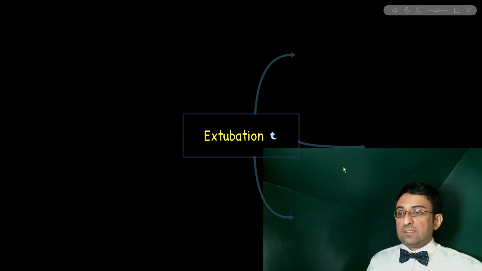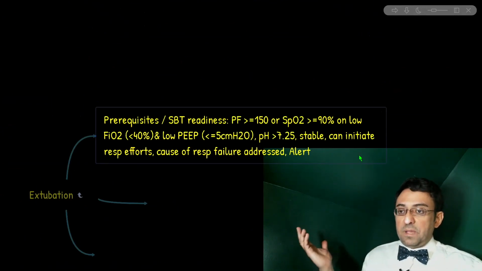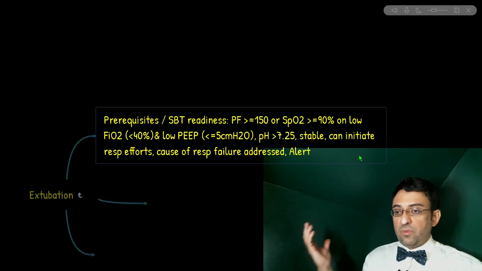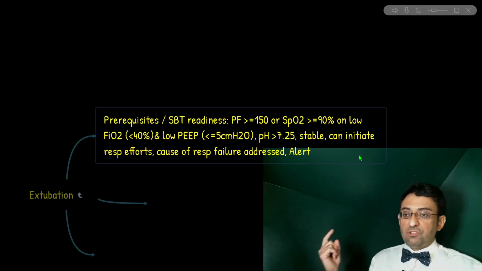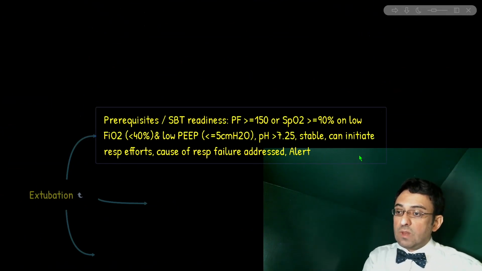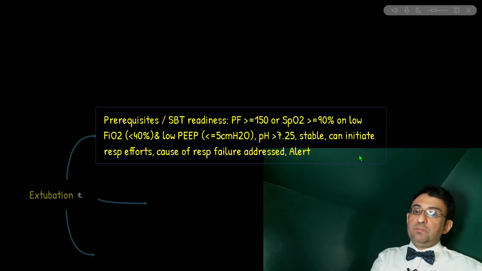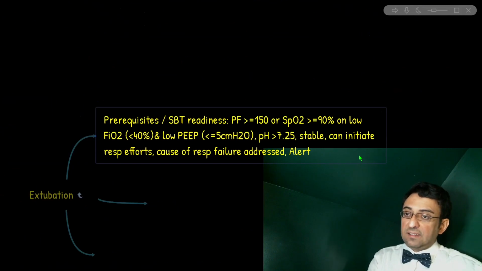What are the required criteria for spontaneous breathing trial readiness? Simply put, the patient should have minimum requirements for the indices we discussed. So the patient should require less than 40% FiO2, less than 5 centimeter water PEEP, SpO2 should be more than 90% at least, and P to F ratio should be at least 150. Patient pH should be more than 7.25, and clinically the patient should be stable with ability to initiate the respiratory efforts, and the cause should have improved.